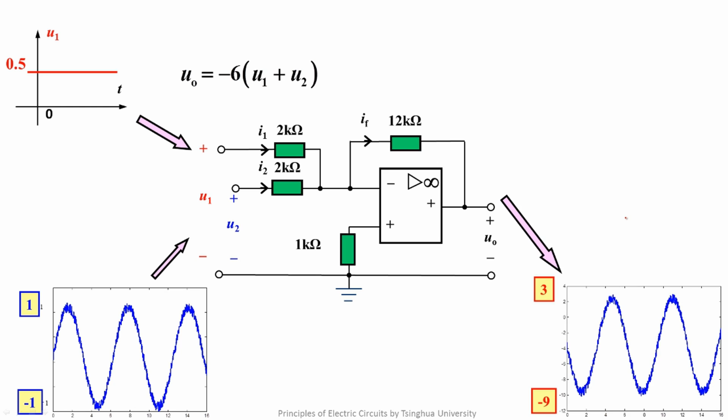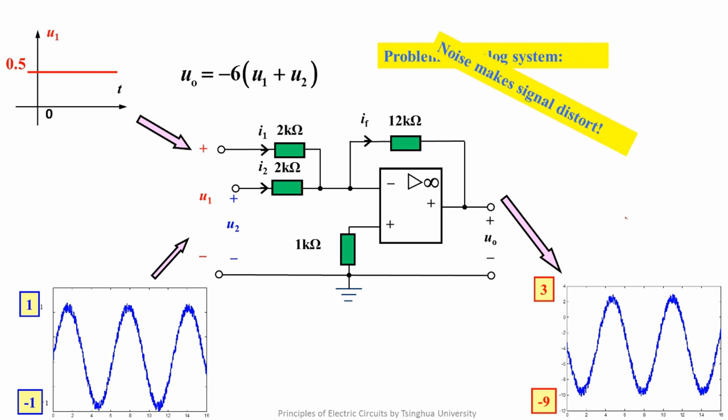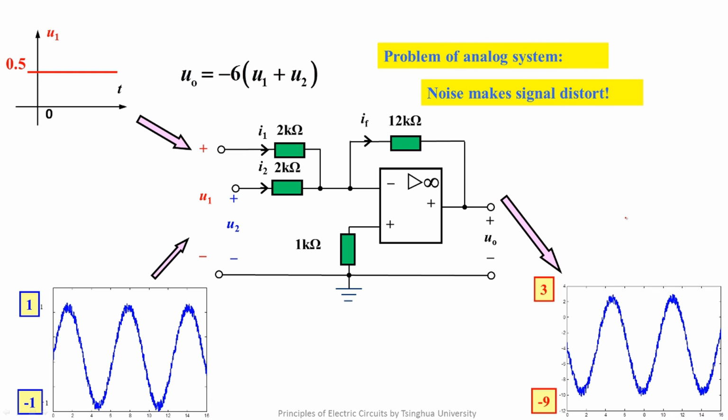The system is a typical analog signal processing circuit whose signals are all shown in their original waveforms. It means that a DC signal shows a constant straight line and a sinusoidal AC shows a sinusoidal waveform changing with time. We can see the problem of the analog system is that noise makes the signal distort like this. And the distortion may be amplified in the analog system.